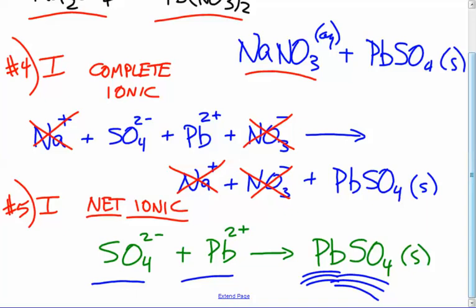It's kind of a normal form to put the lead first in the reactants also, because that's the way it's going to end up in the products. But it doesn't matter. What you're saying is, hey, sulfate ions combined with lead ions, and they formed lead II sulfate.